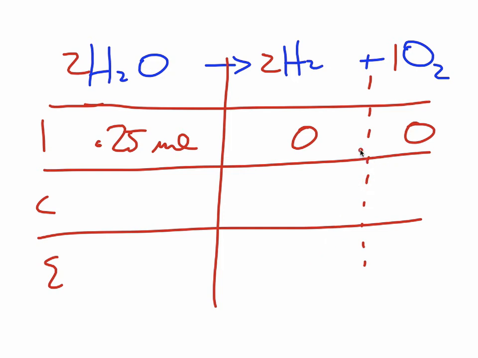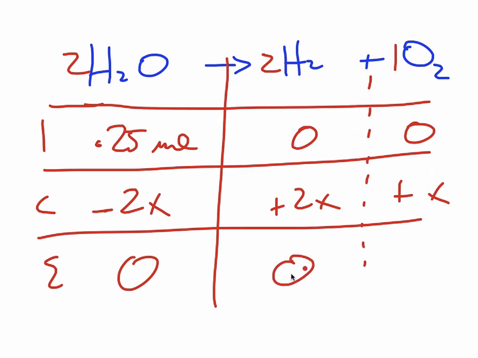So in a situation like this, you only got one thing, so it's really easy. You're going to run out of it all. And this is going to be plus 2x, and this is going to be plus x. So the only time you have to think about who is in excess, who is limiting the reaction, Emily's rule, the only time you have to think about that is when you have 2 or more reactants.